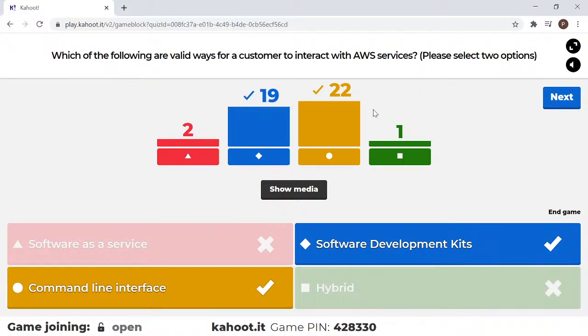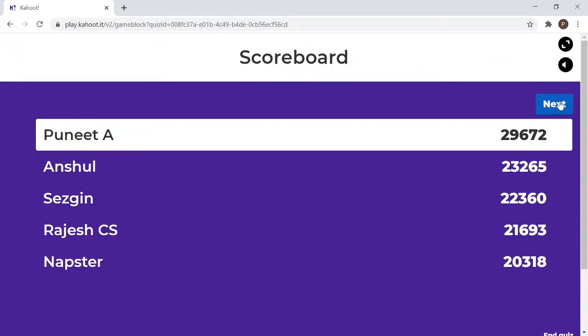Again, most of you got it right. Software development kits and command line interface are the right answers. Software as a service and hybrid are just terms. They're not ways to interact with AWS services. Moving on to the next question.